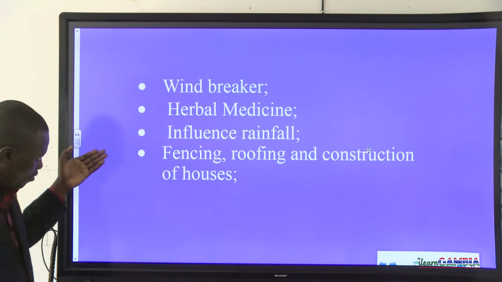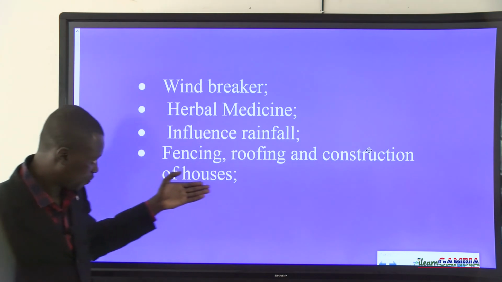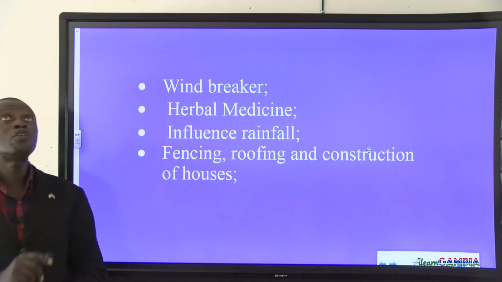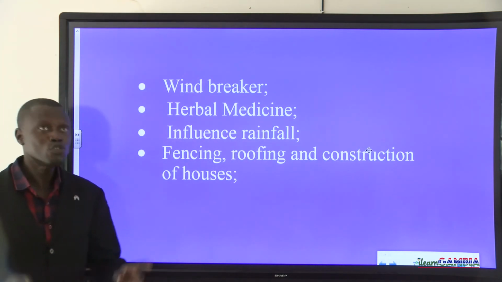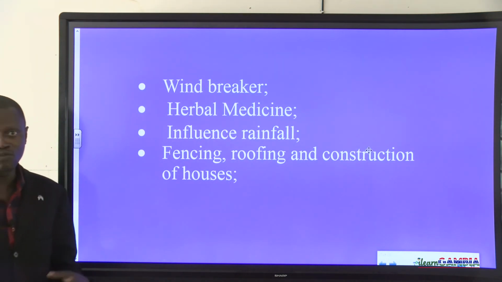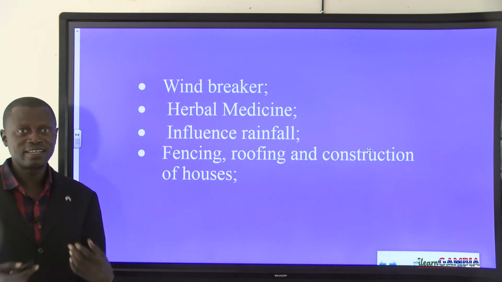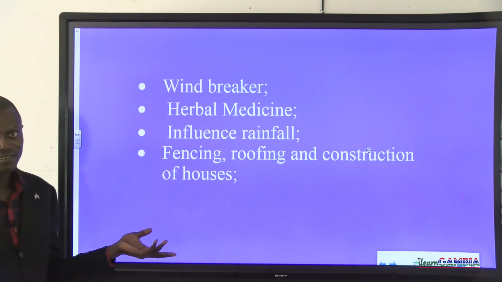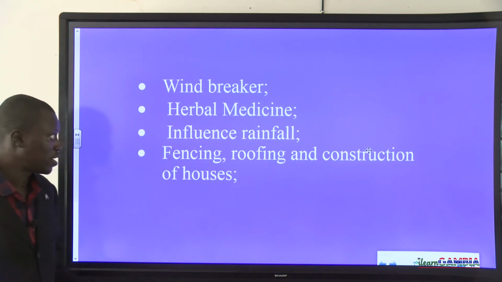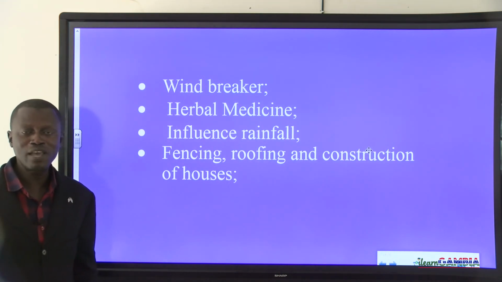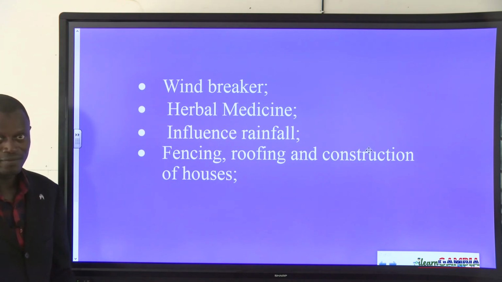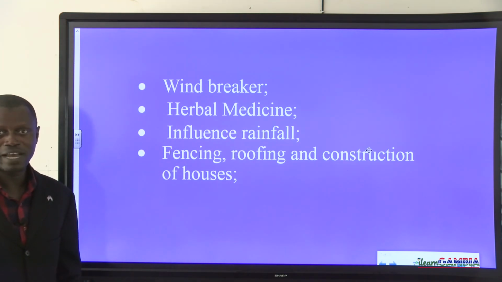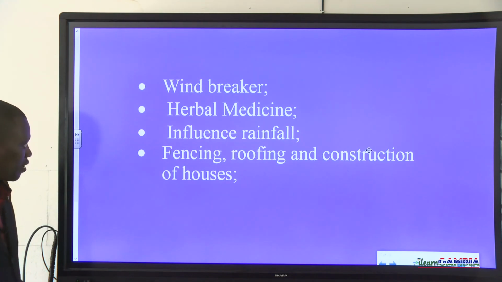And another benefit of it is fencing, roofing, and even construction of our houses. If you look at most of our houses, look at their roofs, most of their roofing materials are obtained from the forest. So that is another importance of the forest. It's another classical importance of the forest. So imagine an environment where there is no forest at all. Some of these importance or benefits will not be enjoyed by the people in that particular environment.